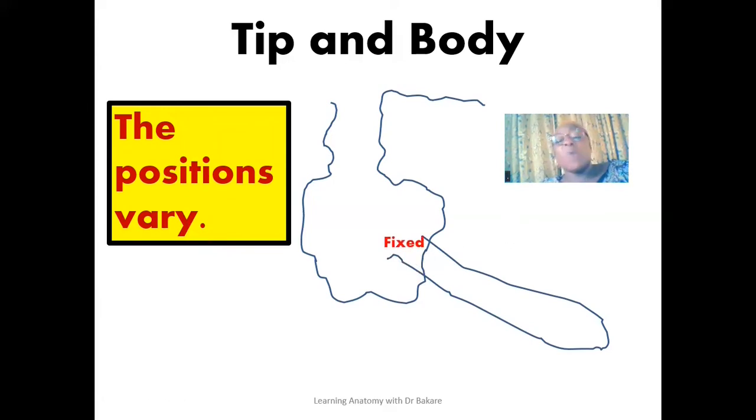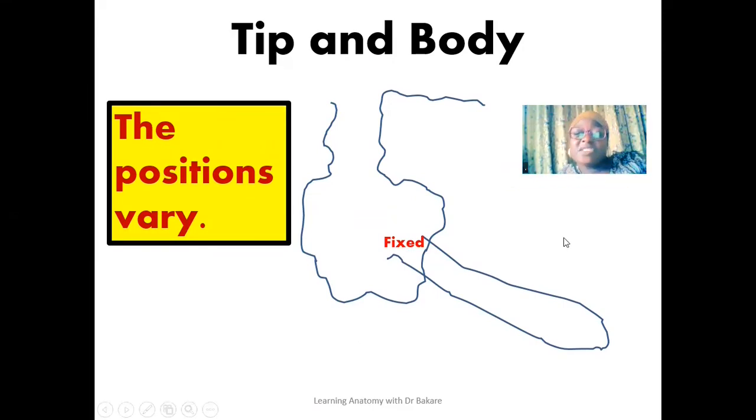The base is the point where the appendix is fixed onto the wall of the cecum. Regions following the base of the appendix include the body and also the tip. This is the body and this is the tip. These two regions are not fixed like the base of the appendix. They can assume different positions around the cecum.